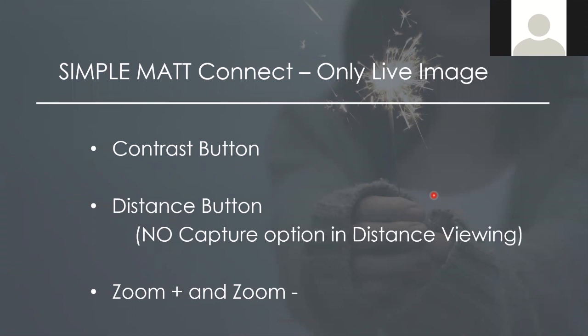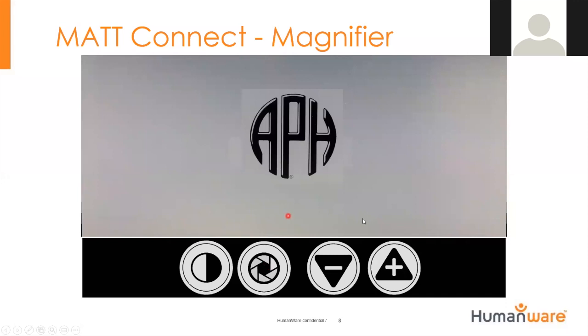But the first simple interface, really simple, you have a contrast button and a distance button to do distance viewing. There's no capture here, so you cannot capture any distance images or capture any document. It's only for live view, and you have the zoom in, zoom out button. So this is what it looks like.